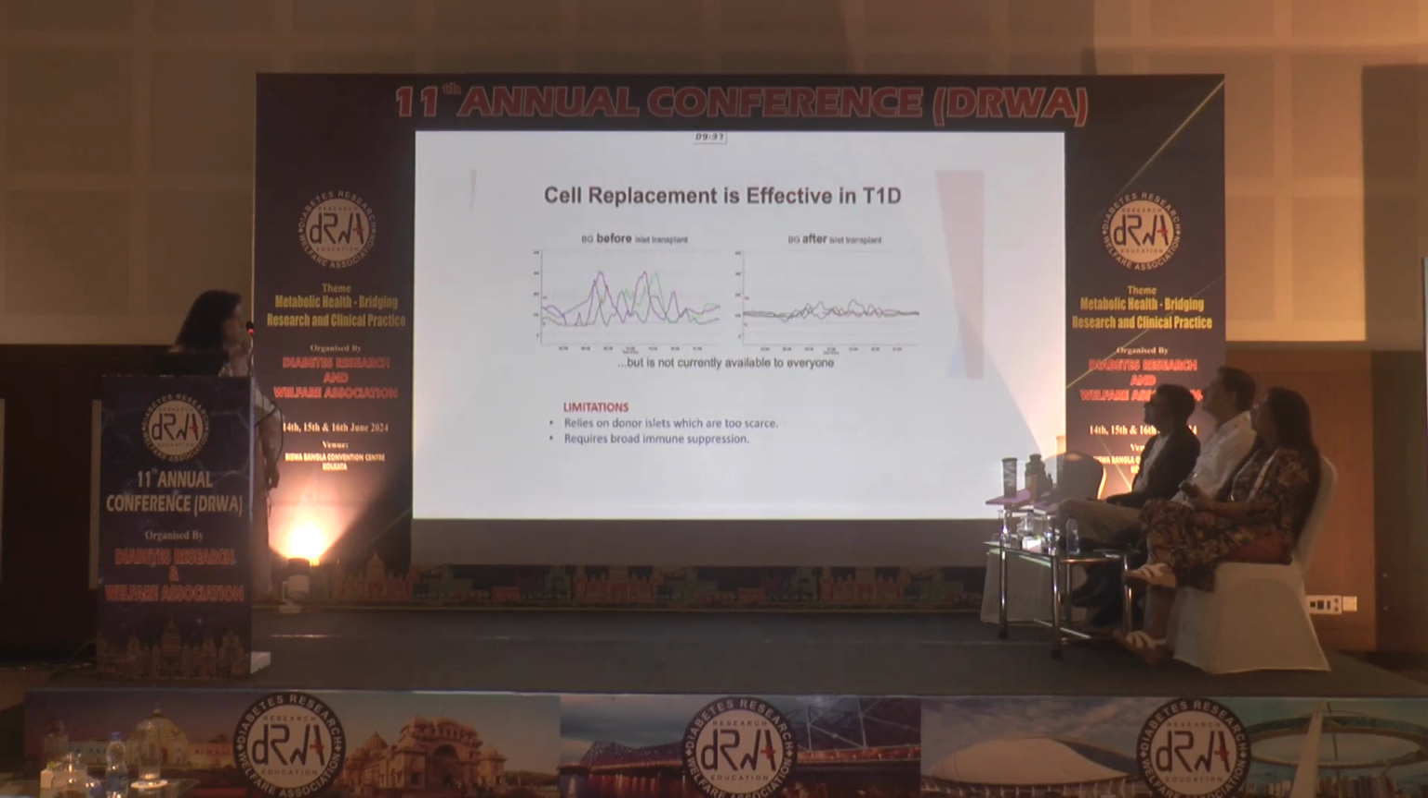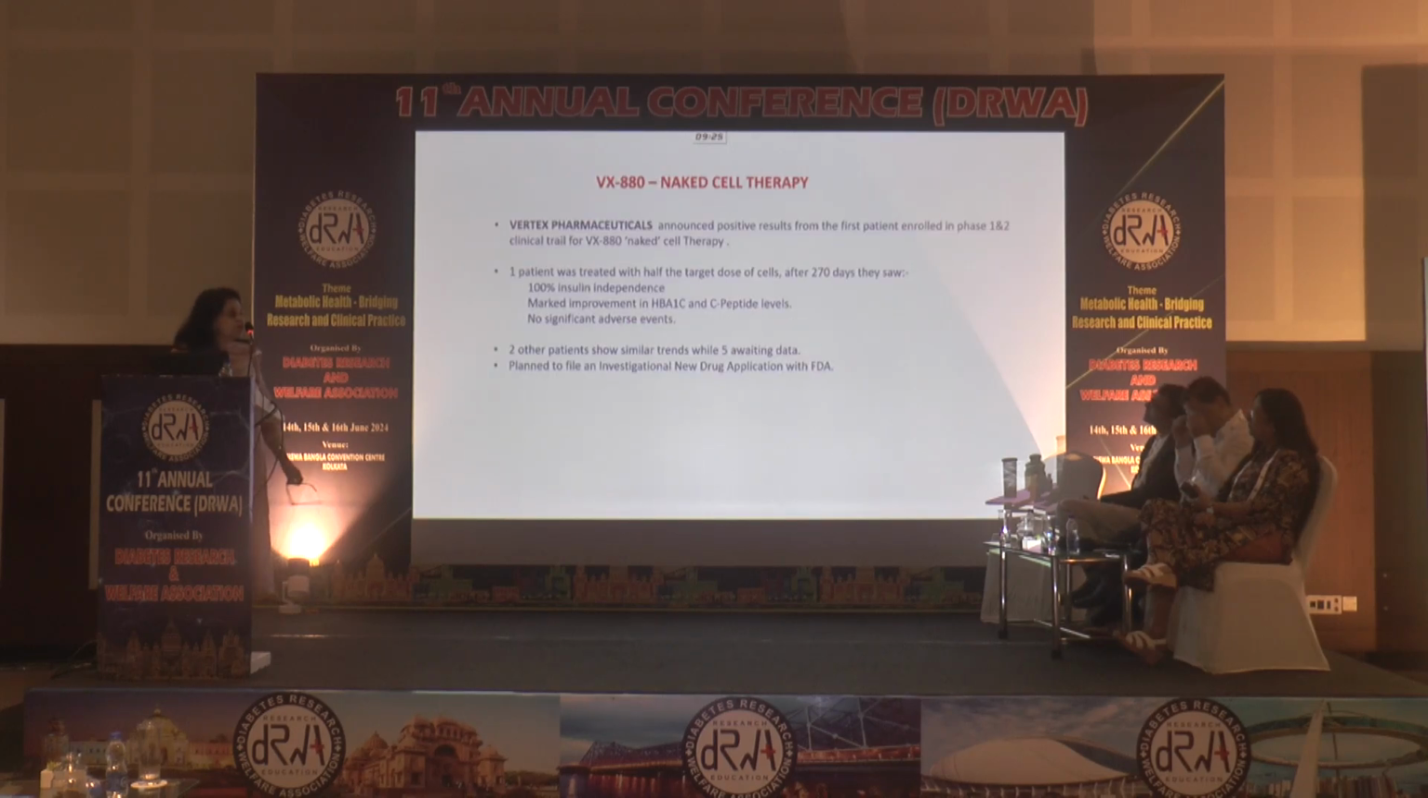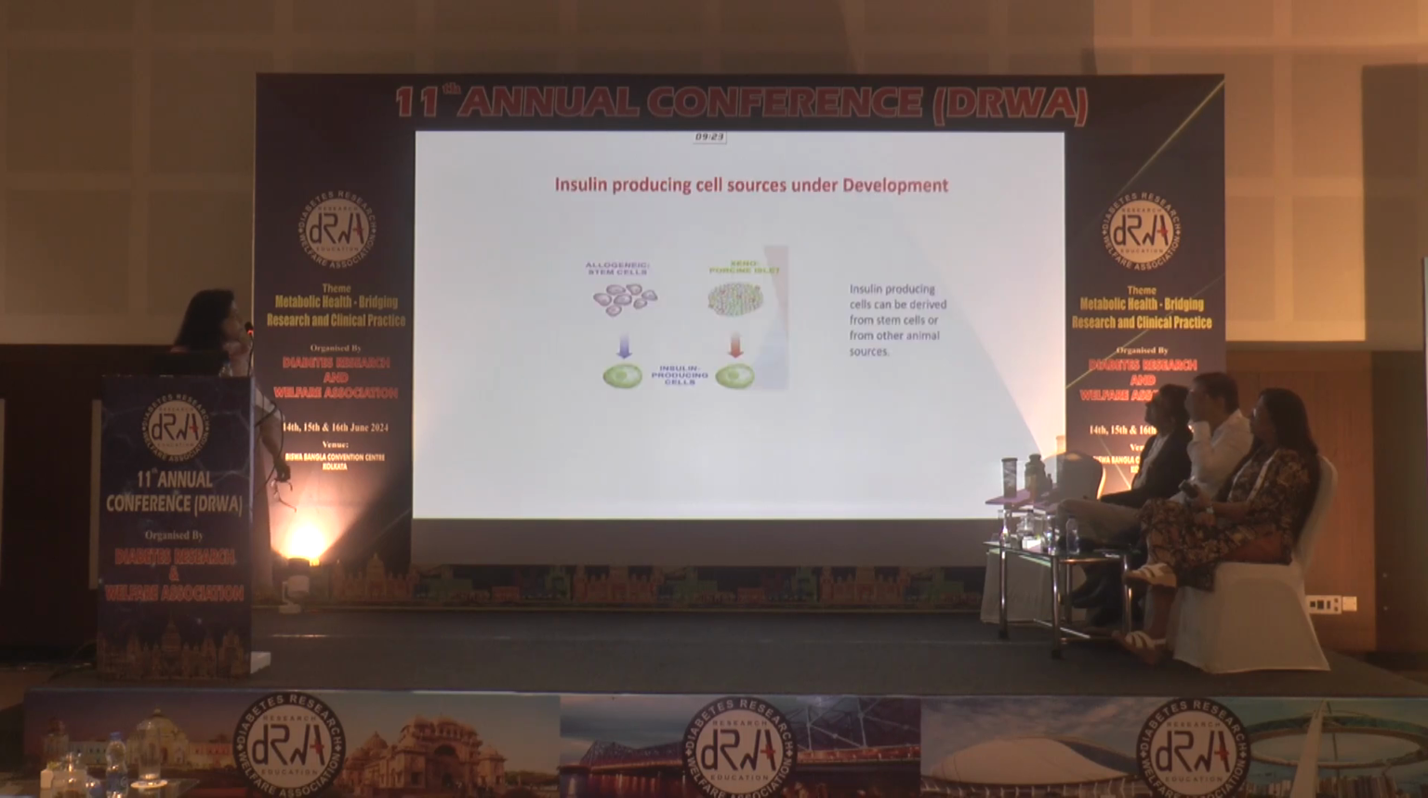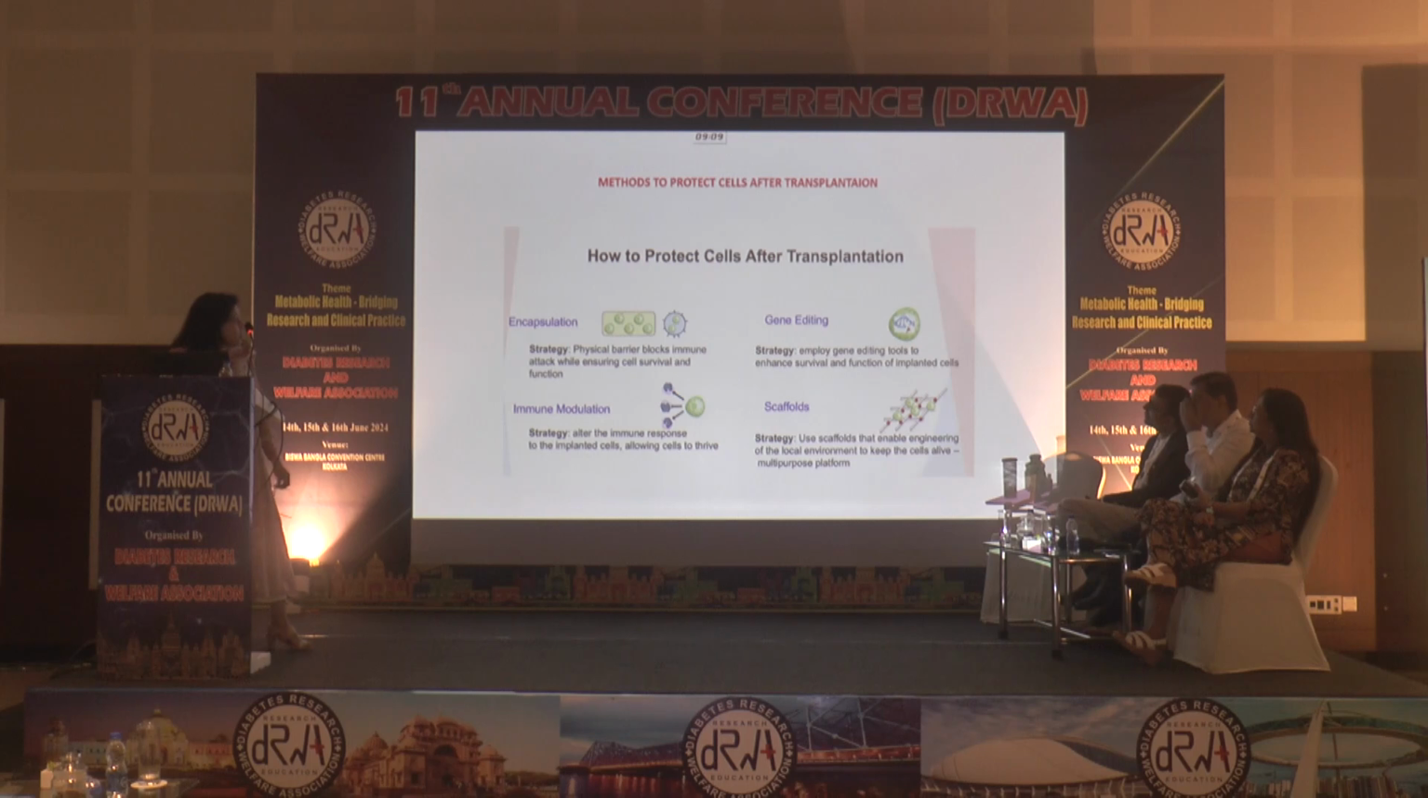Now, cell replacement has been effective with islet cells, but where do you get the donor islets? Usually from aborted fetuses, but it's difficult, and it requires broad immunosuppression, so it defeats the purpose. Naked cell therapy: insulin-producing cell sources are under development. I just mentioned they can be derived from stem cells or from other animal sources, like xenoporcine islets. Then how do you protect the cells after transplantation? This is important because once you transplant islet cells, you can protect them by encapsulation, gene editing, scaffolding, or by immune modulation.